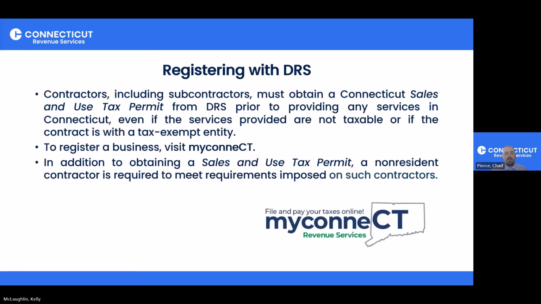Registering with DRS. Contractors, including subcontractors, must obtain a Connecticut sales and use tax permit from DRS prior to providing any services in Connecticut, even if the services provided are not taxable or if the contract is with a tax-exempt entity. One thing to note on that is if you are providing a service that is not taxable or with a tax-exempt entity, you still have to file the returns.